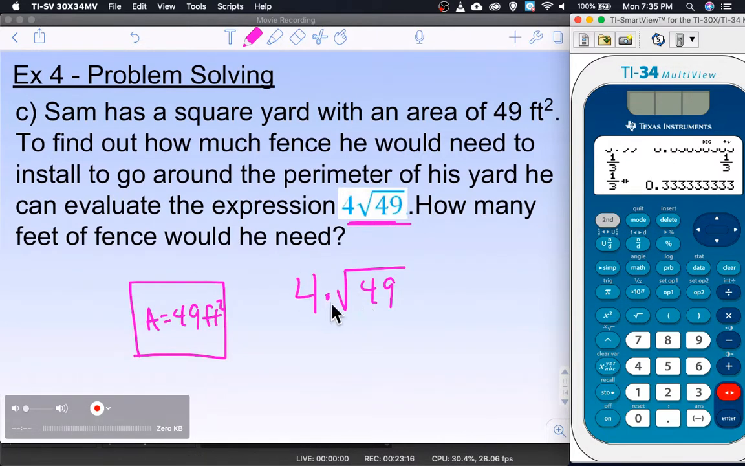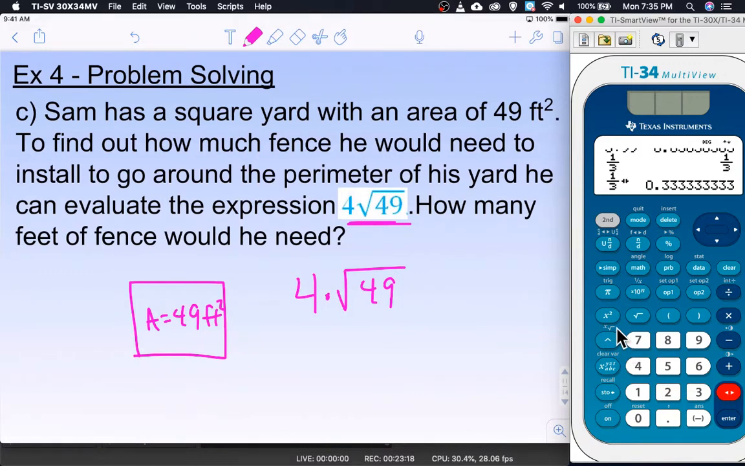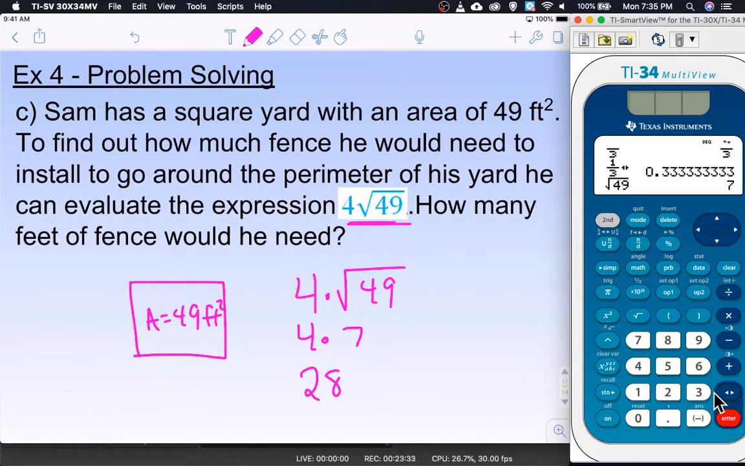I don't know. Let's do this math. So that is just 4 times the square root of 49, which is 7. 49 is a perfect square. It's 7 times 7. So that's just 28. This guy needs 28 feet of fence. He has a very, very tiny yard. It's only 7 feet on each side. That's a super tiny yard.